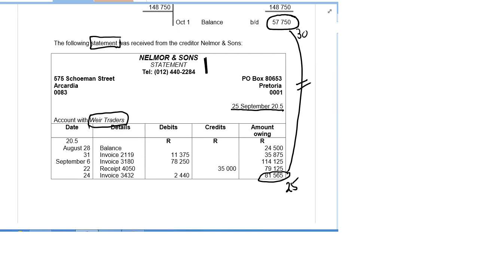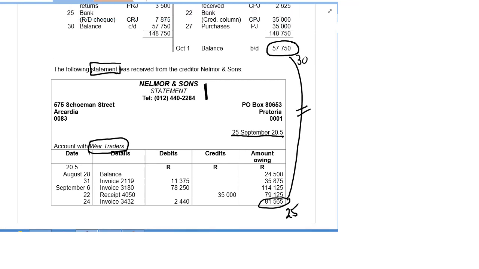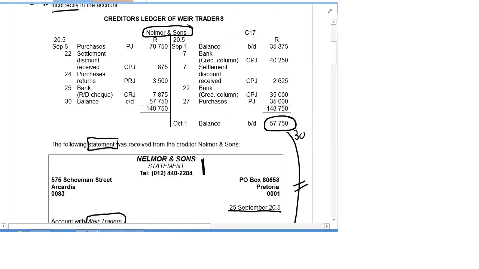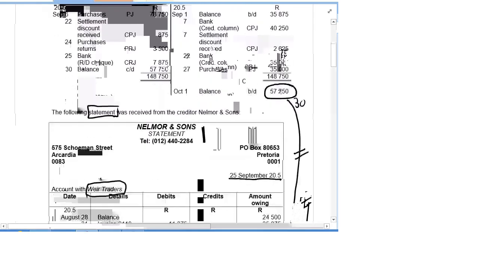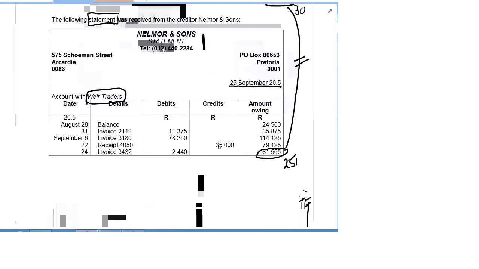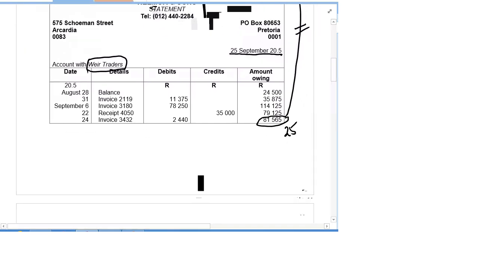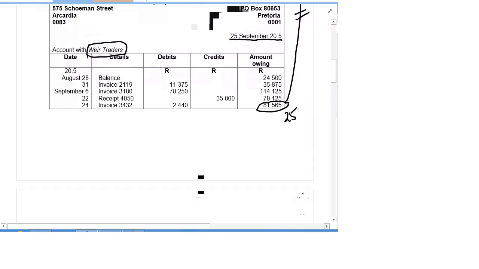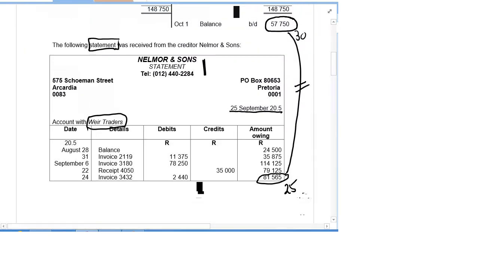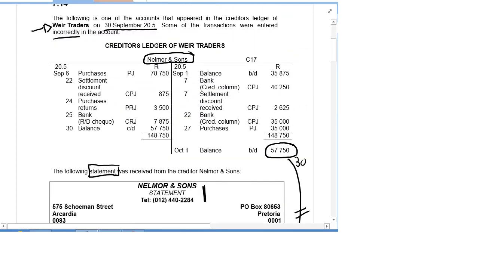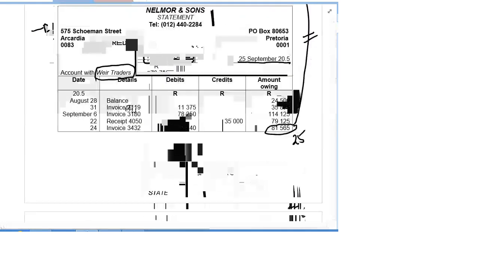obviously are also other things that were done incorrectly, and you will see now things that have been left out and so on. So we are going to be making sure that what we have in our books as owing to Melmore and Sons will agree to what Melmore and Sons says is owing. It won't necessarily be the 81,565. We will reconcile that 81,565 to what we say is owing in terms of our creditors ledger account.